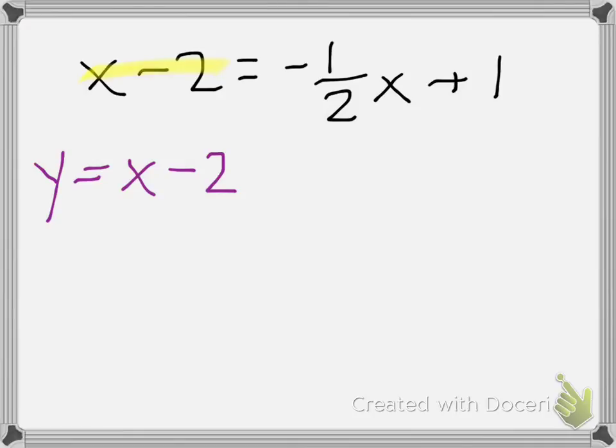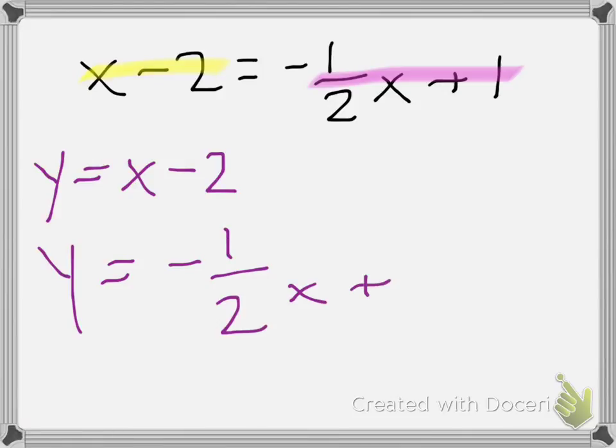And I'm also going to take the equation on the right hand side, this one right here, and I'm going to write an equation with that one as well. Y equals negative 1/2 x plus 1. And then I would just take both of those equations, graph them, find the intersecting point, and that's my solution.